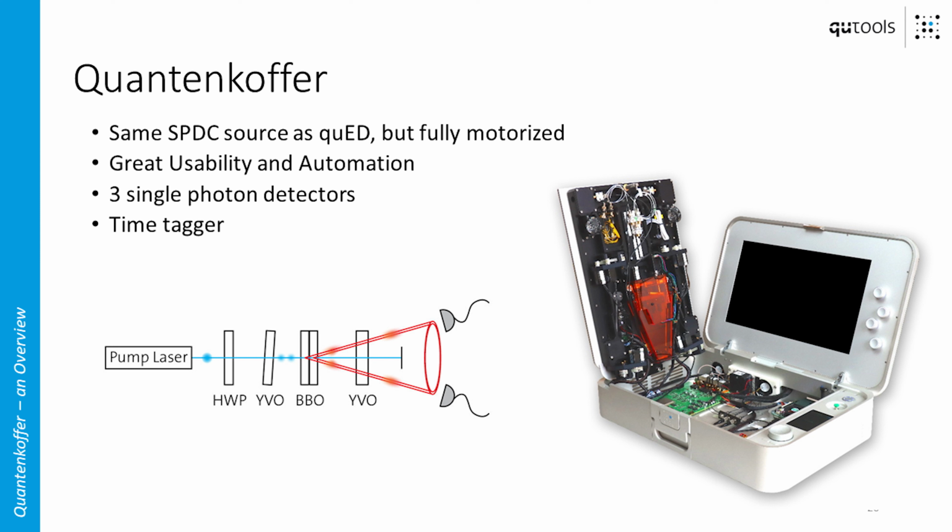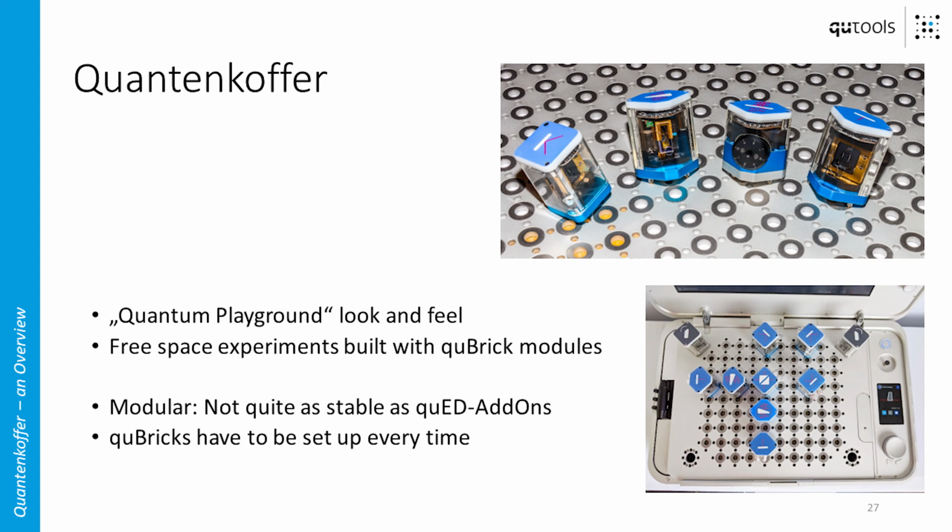Also, for the Quantenkoffer, we have this modular playing board on top of it, where you can freely put some optical tokens, which are basically mirrors or beam splitters, and you can set up your own experiments like this. With the Quantenkoffer, you can basically cover all the experiments that you can do with the qED and its add-ons. But of course, you can also think up your own experiments and set them up with the basic optical tokens on the playing board and use the intuitive software to explain the results.